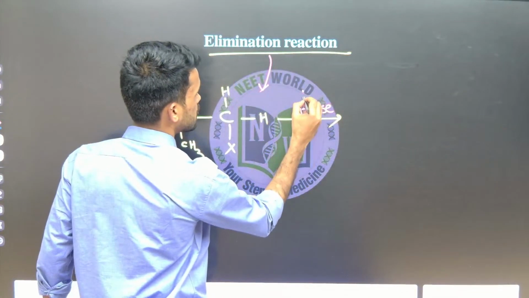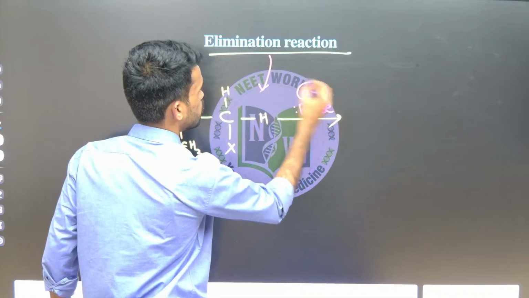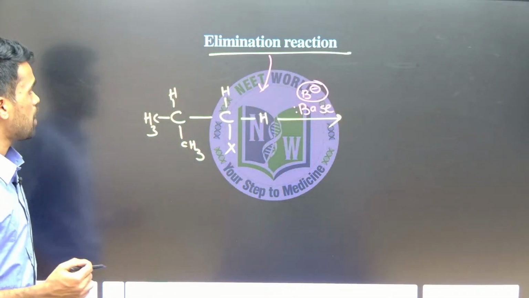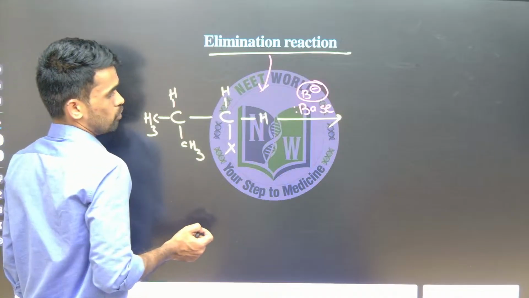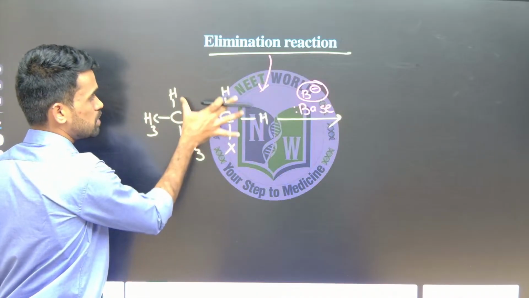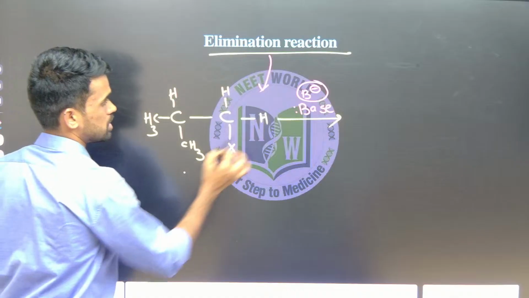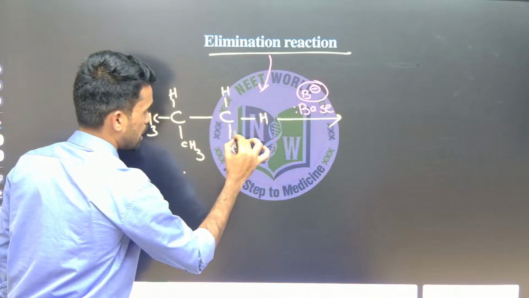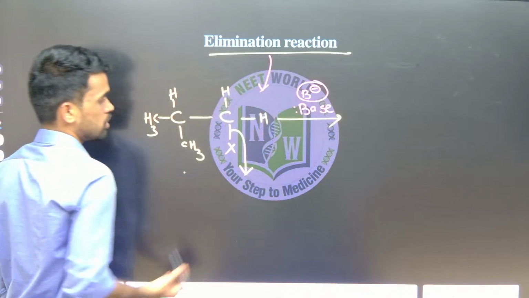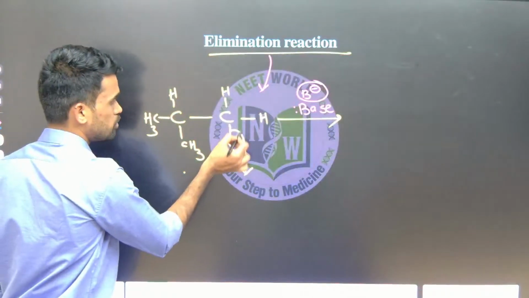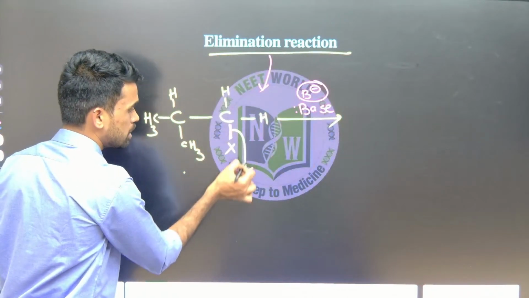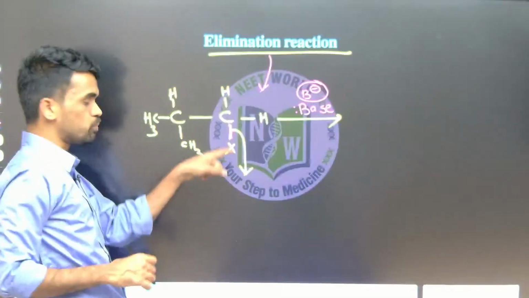When we use a base, what happens? Let us say I indicate the base with B minus. Now some groups must be removed from our substrate. This is our substrate, this is our reagent. From here the halide ion goes out, this is the group removed. If it is removed, the bonded electrons are carried out by this leaving group only, right? So now what is the charge created on the carbon? Positive charge. Carbon is getting a positive charge.